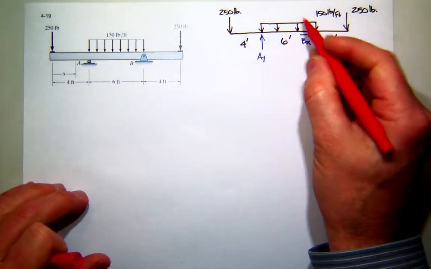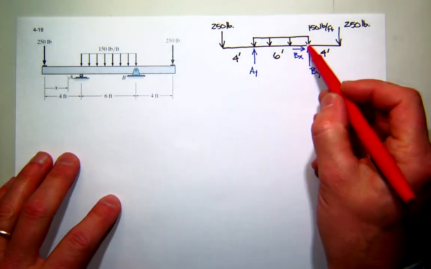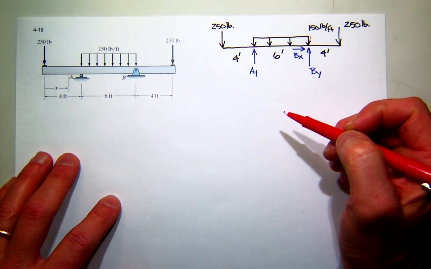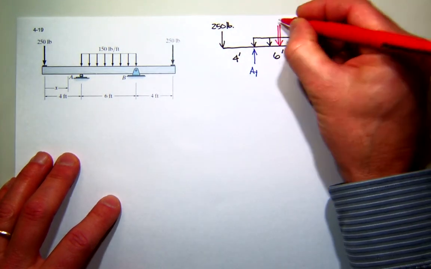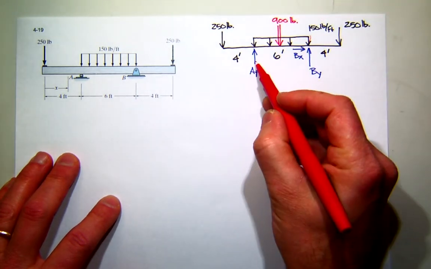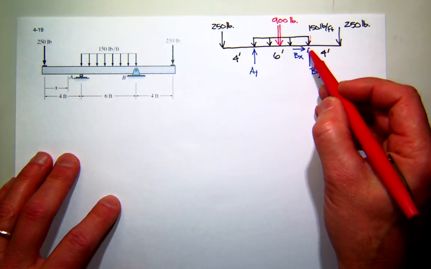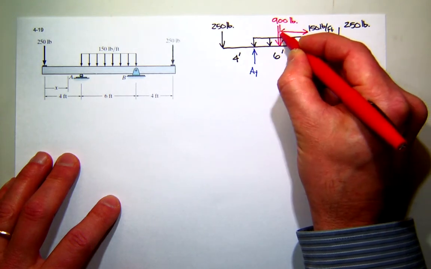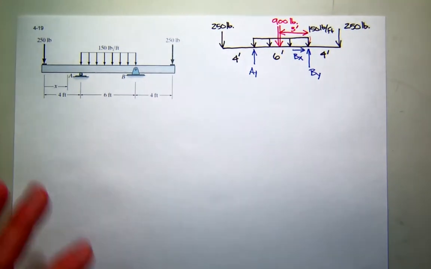I'm going to take my distributed load and resolve that into a concentrated equivalent. What's that value? It's always the area under the curve, so that'd be 150 times 6, 900. Now I'm going to find the reaction at A, so I'll probably sum moments about B. So what's the distance from that force to B? 3. Half of 6, 3. So that should be enough to get me started.